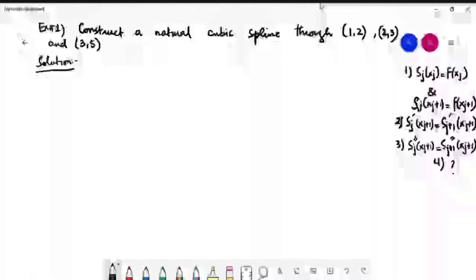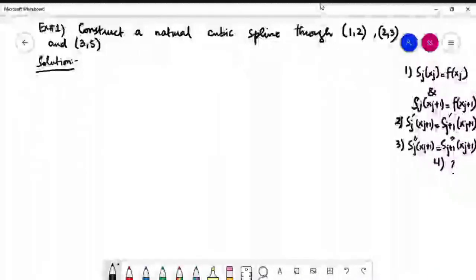Okay, so this is a particular example that says: construct a natural cubic spline through the points (1, 2), (2, 3) and (3, 5). So there are basically 3 points and their respective y points, function points, and on this side I have written these 3 conditions, and the 4th condition is unknown, depending upon the question type.